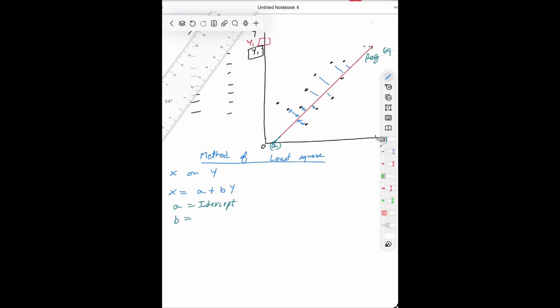Then b shows the slope of the regression equation. Now, this slope means if there is a change in value of y, let us suppose value of y reduces by this much amount, how much reduction would we expect in the variable x? So this slope, change in x and change in y, would be denoted by the term b. This b is also known as the regression coefficient.